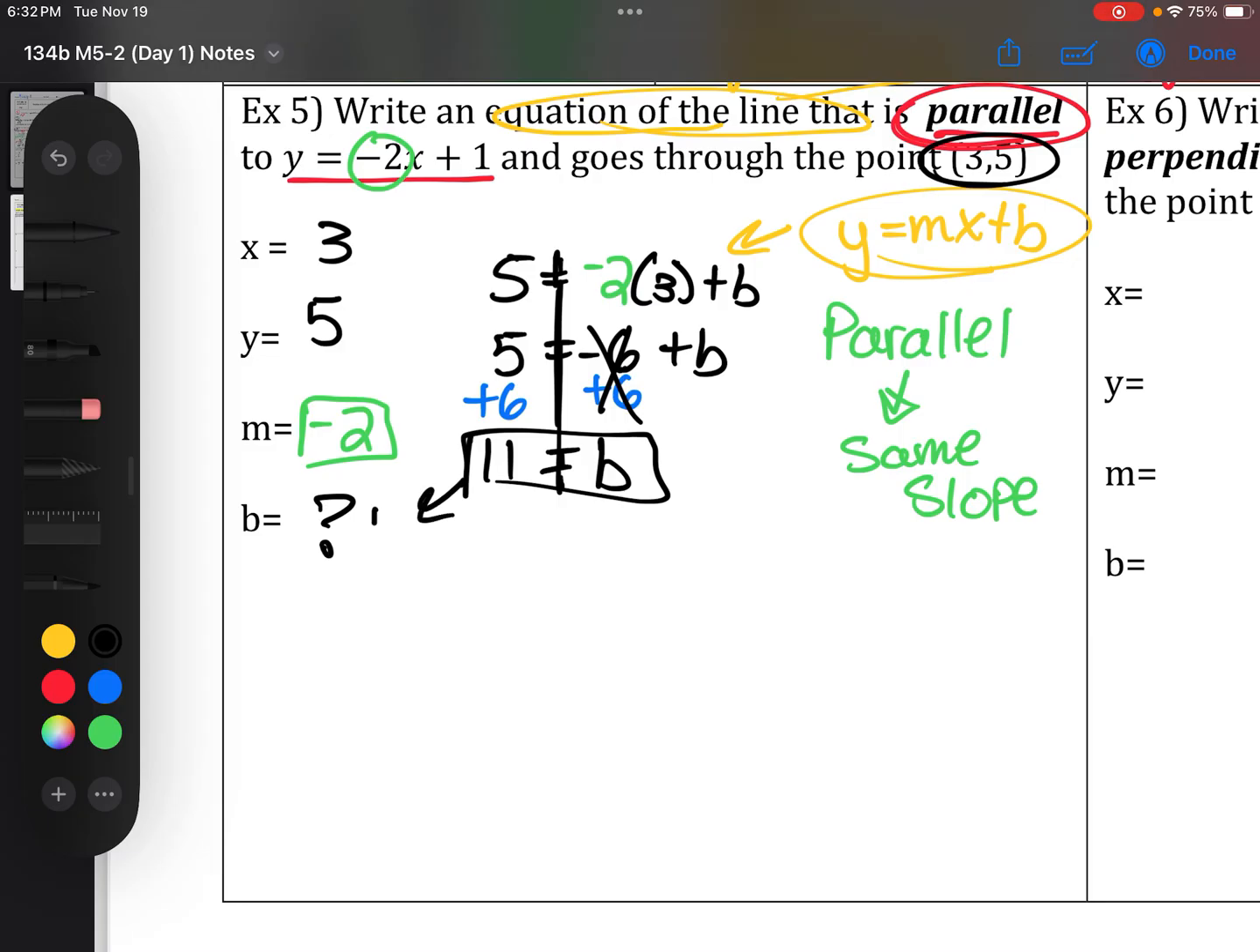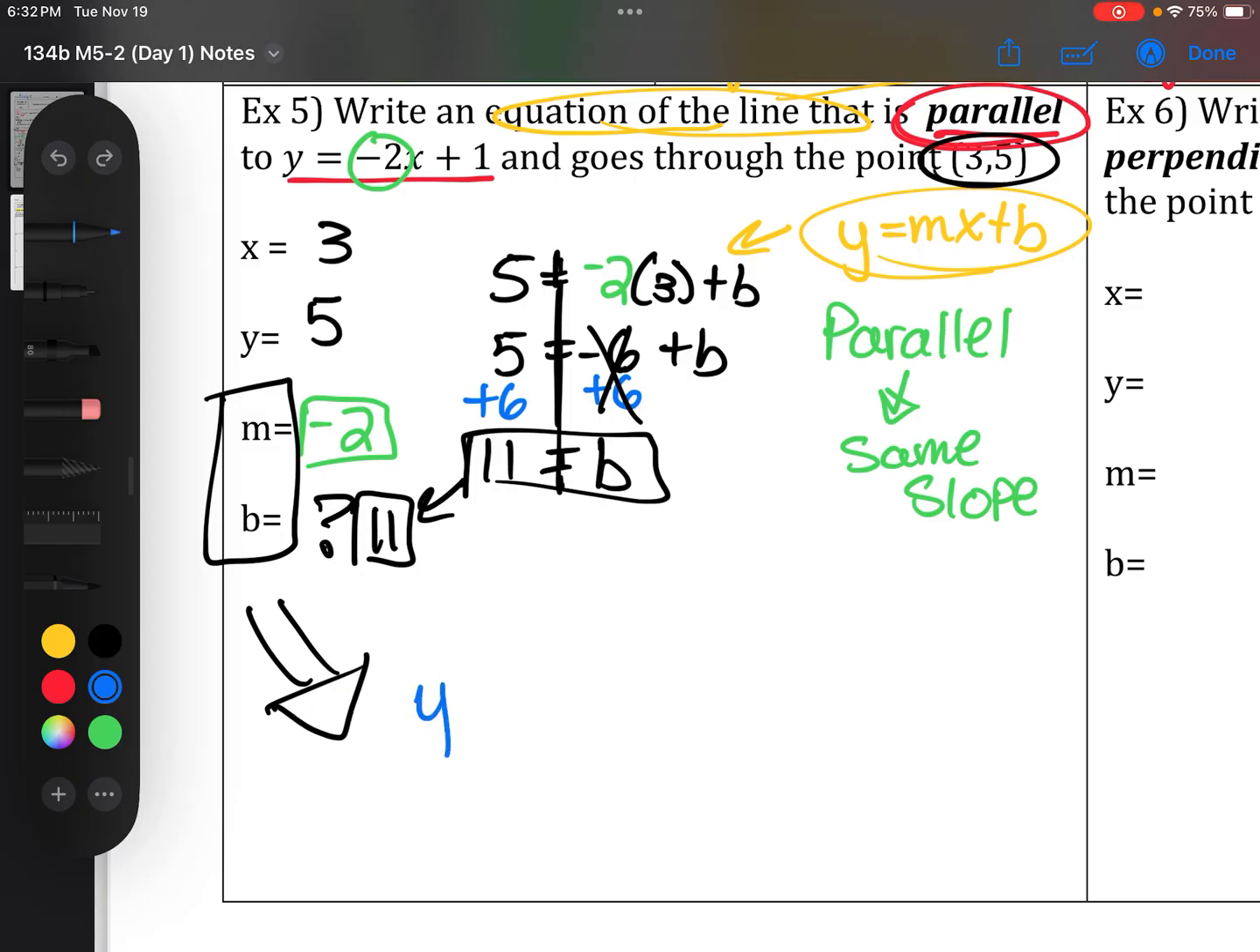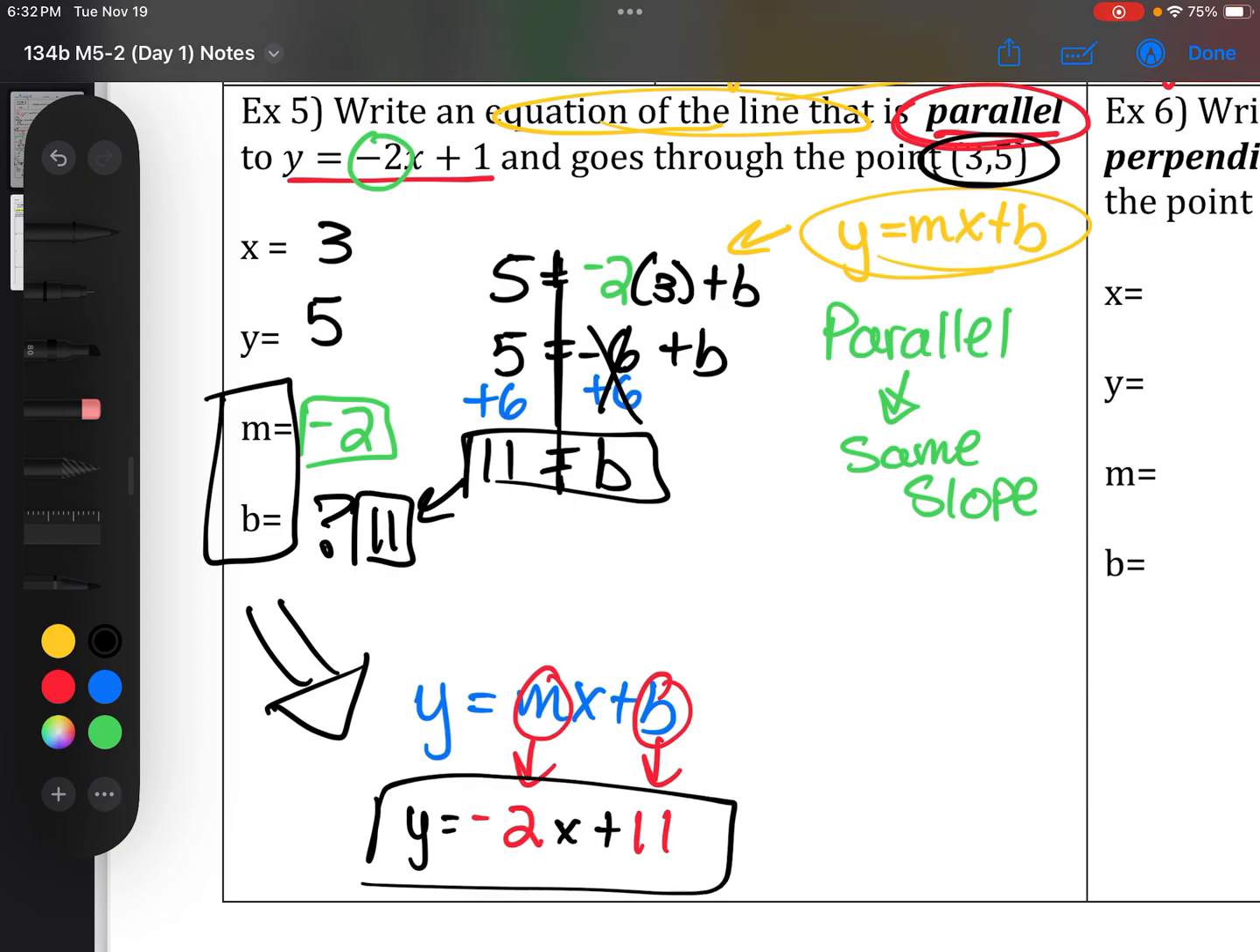So now that we have our slope and our y-intercept, remember those are the 2 things you need to write an equation of a line, you can go ahead and write the equation of the line that's parallel. Okay? So the equation is going to be y equals mx plus b. We know that the m is going to be negative 2. We know that the b that we found is going to be 11. So if we rewrite that, it's y equals negative 2x plus 11. And that's the equation of the line that we want.